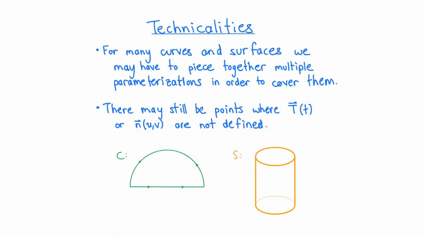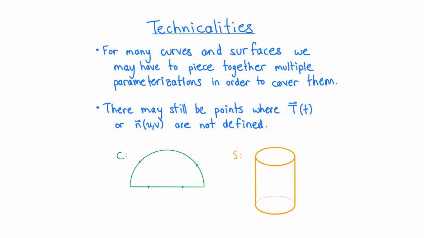I mentioned before that not every curve that we're interested in is going to be smooth or regular, and similarly, not every surface is going to be smooth or regular. However, we'll be happy in most cases as long as we can write our curve or surface as a finite union of smooth and regular curves or surfaces.